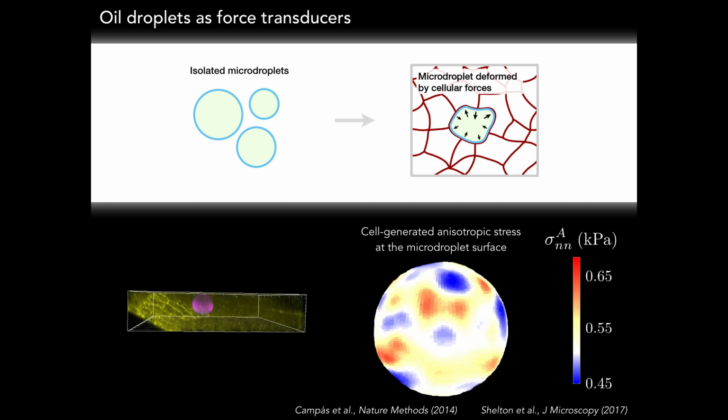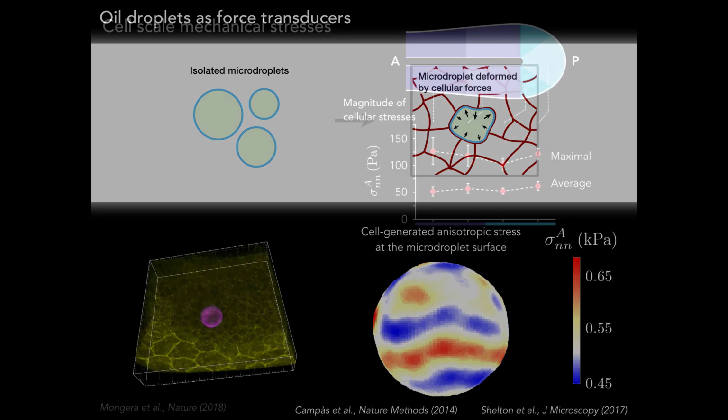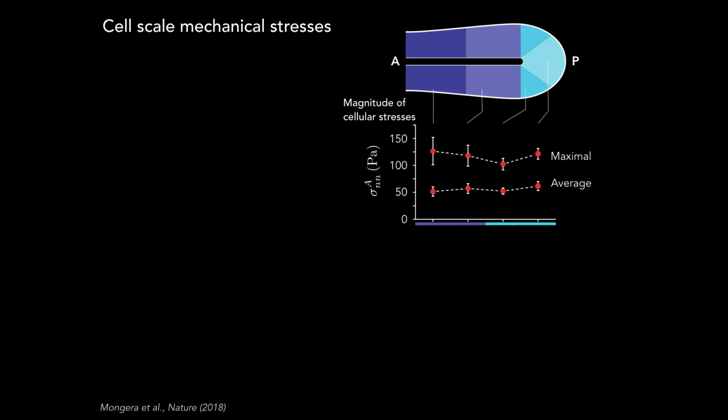So we decided to use this technique and measure the forces along the anterior-posterior axis of zebrafish, and what we find is the following. This was very surprising. We found that there was no gradient in forces. It was uniform in the tissue. So the magnitude of the forces that the cells are applying is uniform in the tissue.